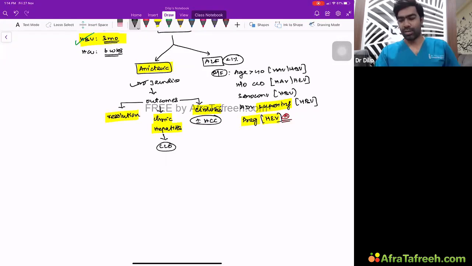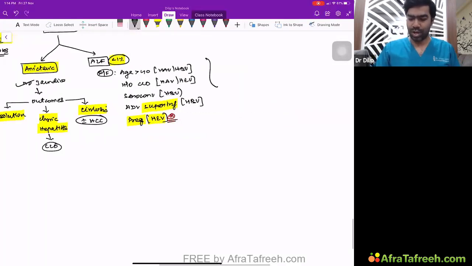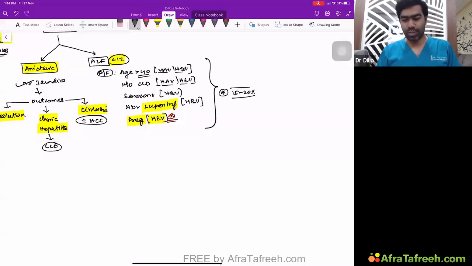So normally, remember, the risk of developing ALF is less than 1%, but whenever the risk factors which I've told you are there in a patient, it increases to 15 to 20%. Which means age more than 40 getting HAV and HBV has a risk of 15 to 20% of getting acute liver failure, and already having a chronic liver disease getting HAV or HEV infection on top of that has a 15 to 20% chance of getting acute liver failure. And during seroconversion, there is a 15 to 20% chance of getting acute liver failure.